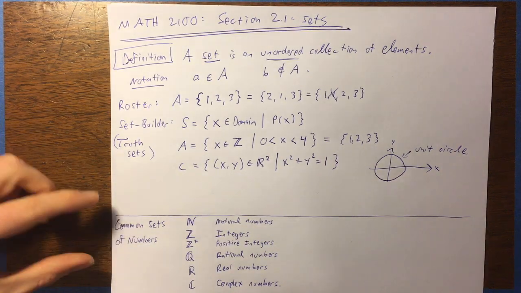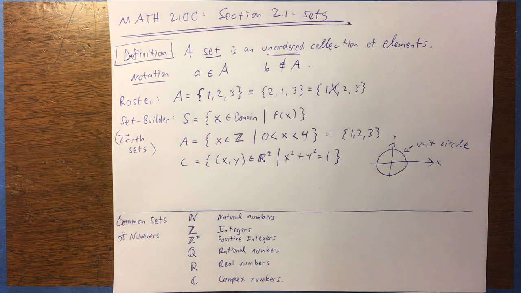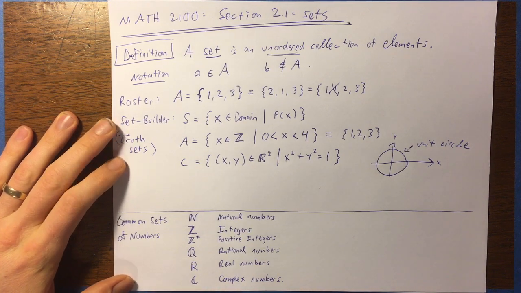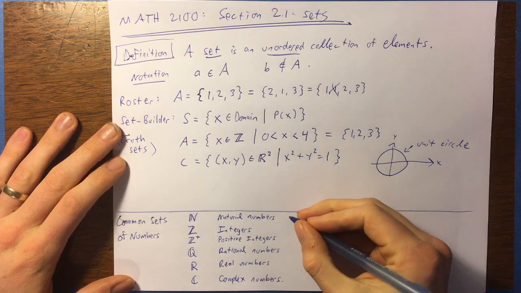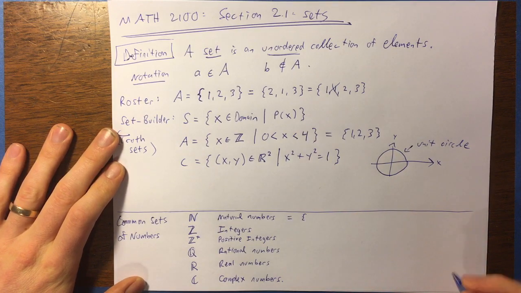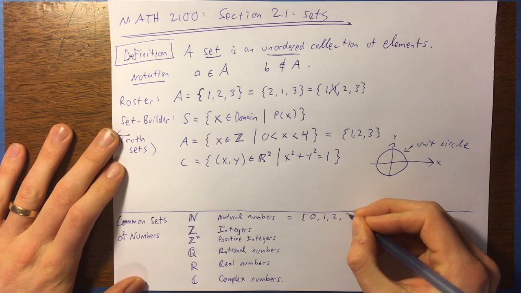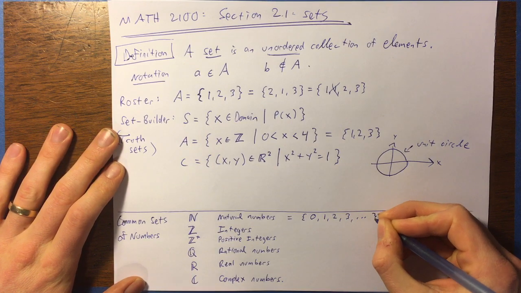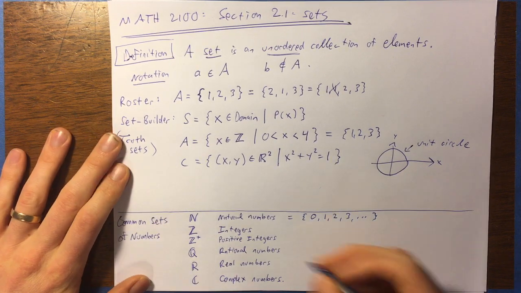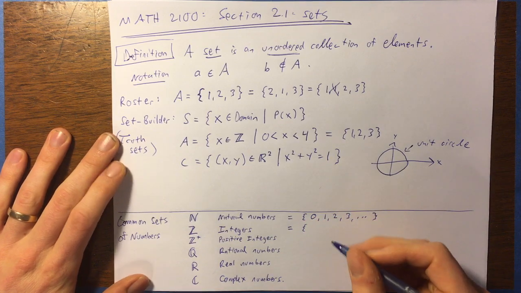Now I want to go over these common sets of numbers. I've used a lot of these before, like integers and rational numbers we used at the end of chapter 1. Real numbers you probably are aware of, but I just want to go over all of these, especially this definition of natural numbers. The natural numbers for the purposes of this class are defined to include 0 and then all the positive integers. So 0 is a natural number. Not all textbooks use that definition of natural, but this one does, and I do.